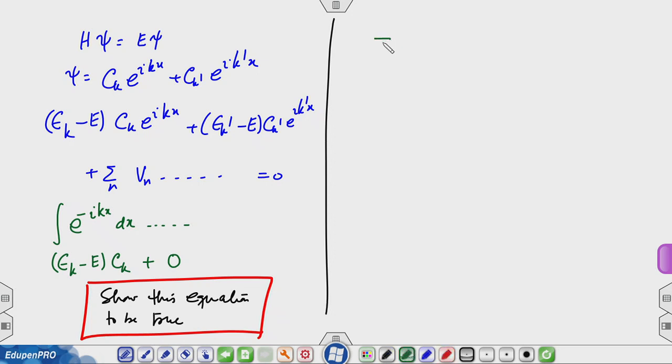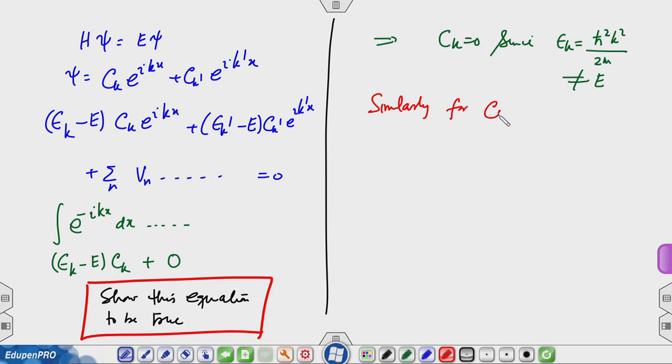And this shows that C k is 0, since epsilon k, which is equal to h cross square k square over 2 m, is not equal to E. It cannot be equal because we have a potential. And similarly, for C k prime, we show that C k prime is also equal to 0.